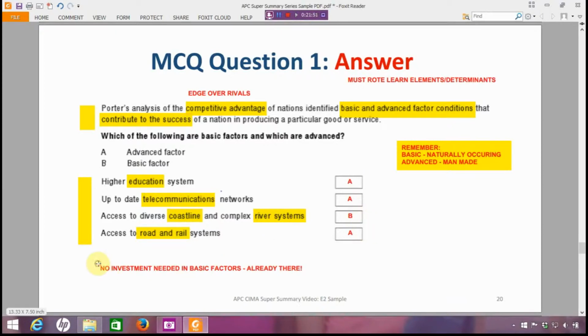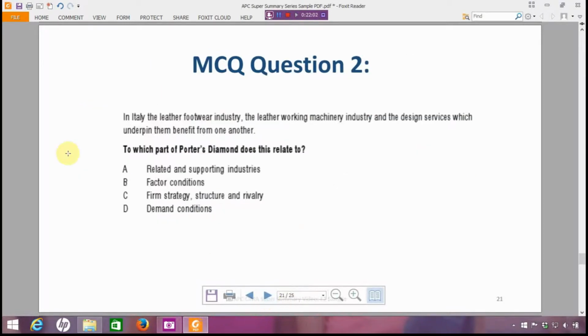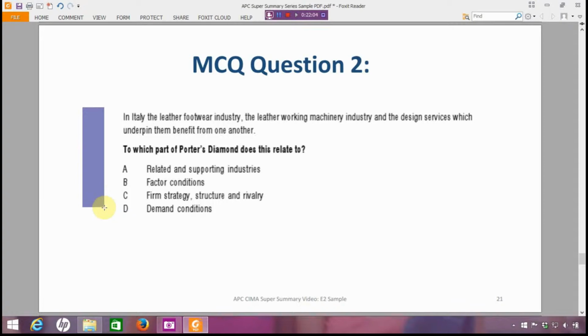Note also here, I've mentioned just to assist you that certainly no investment is needed in basic factors. They are naturally occurring. They are already there. Okay. Next question, just to give you a look at the mechanics of it first.